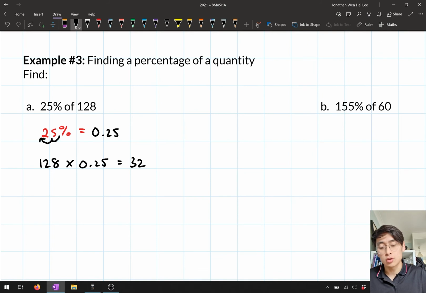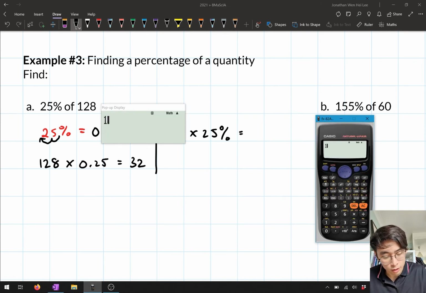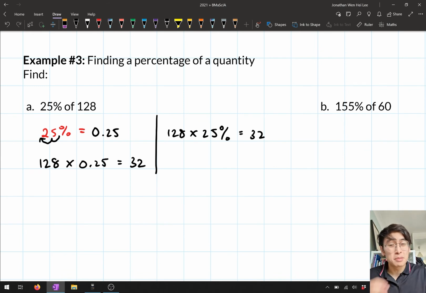Now, you can actually do this without having to convert your percentage to a decimal. So what you can do here is just go 128 times 25%, and you can chuck this in your calculator. So here I would go 128 times 25, and I'm going to find the percent symbol. The percent symbol is right above my left bracket here, so I have to press shift left bracket, and there, 32. So this is, in particular for the people with scientific calculators, this might be an easier way to do this particular type of question as well.